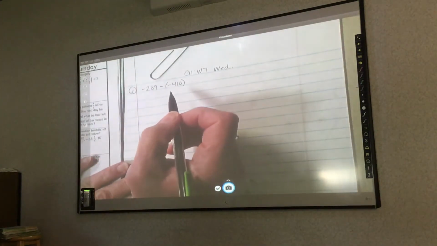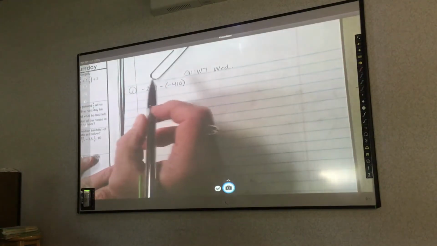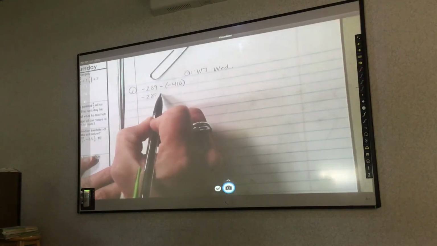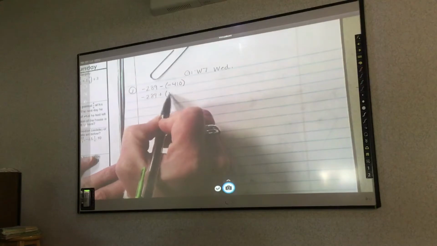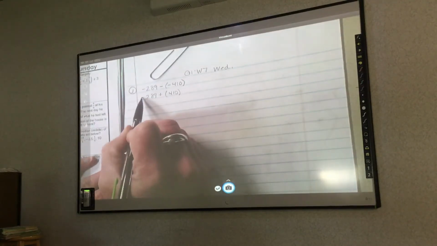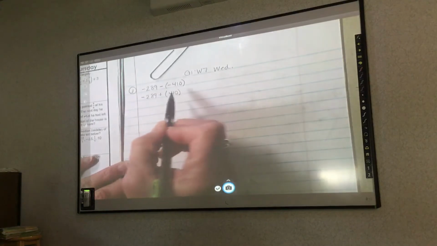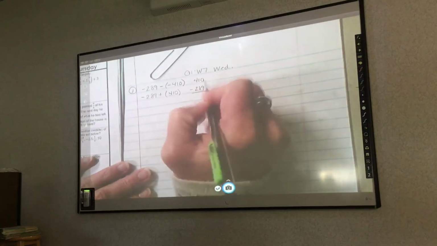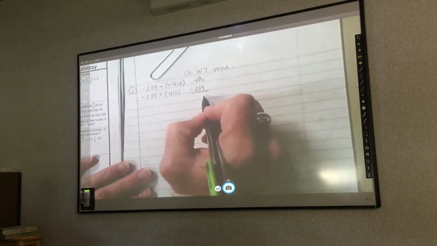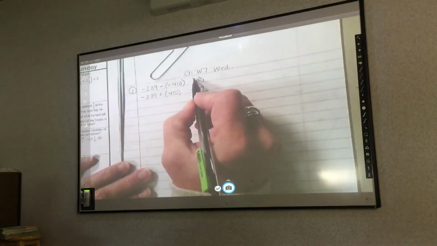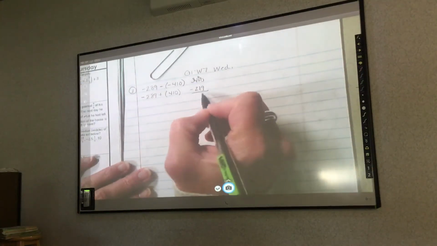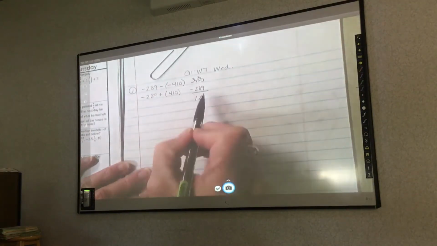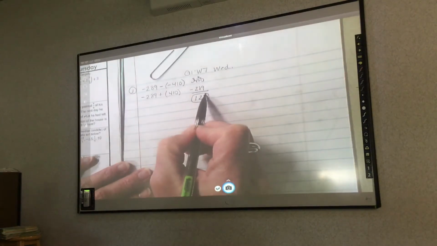Then I use my rules of adding and subtracting integers. I keep a negative 289. I change the subtraction to addition. I change my negative to a positive. Now I have a negative number and a positive number, so I'm going to subtract 410 minus 289. Borrow. 10 minus 9 is 1. I cannot take 0 minus 8, so the 4 becomes a 3. This becomes a 10. 10 minus 8 is 2, and 3 minus 1 is 1. I'm going to take the sign of the bigger number, so it's a positive 121.